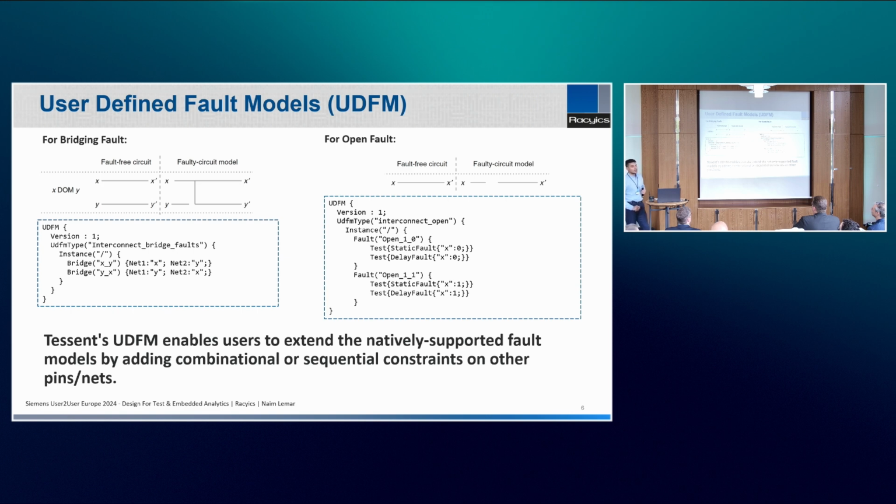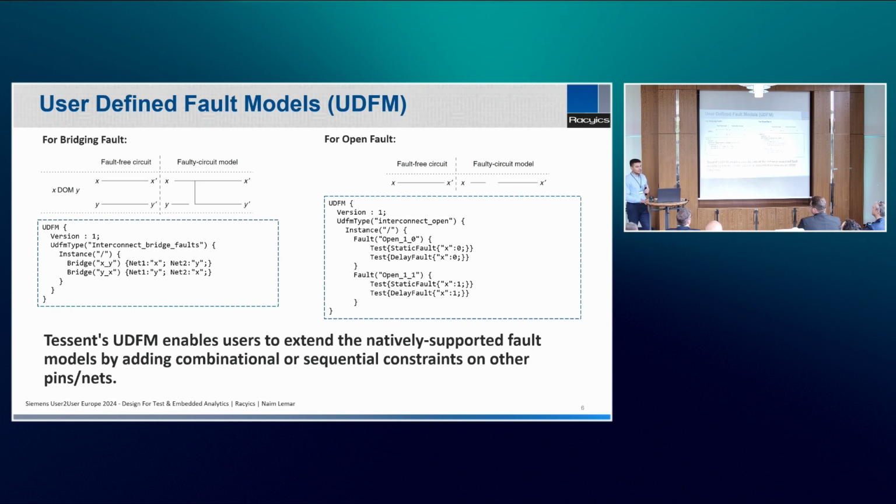How do we do this? There is a special syntax for UDFM. It's already well documented in the Tessent user manual, how to script this, how to write the fault model for these interconnects, for bridging and open. So Tessent can give us this capability to explicitly define our fault models. But the question now is, okay, we know what the defects are and we know how to model these defects.